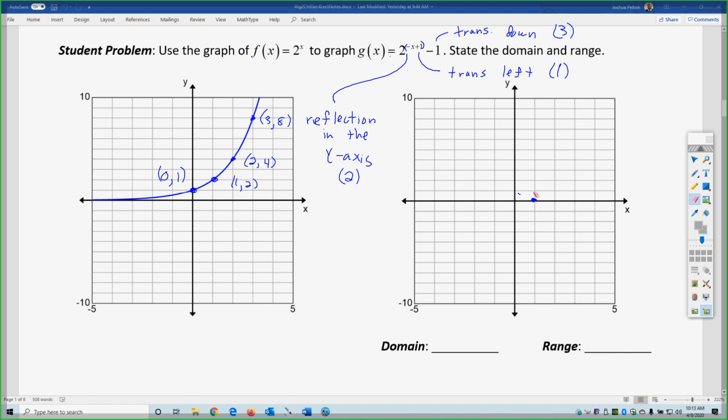So we'll take our next point, which is (1, 2), and go in order here. We're going to translate left 1. We're going to reflect on the y-axis, but it's already on the y-axis, so I can't go anywhere. And then translate down 1. Okay, next point is (2, 4). We're going to translate left 1. Reflect over the y-axis. And translate down 1.